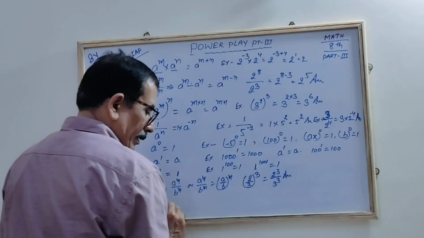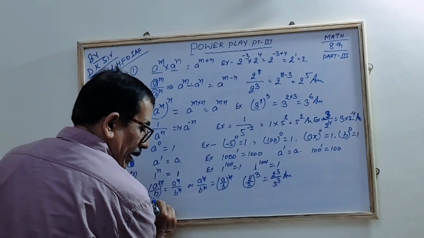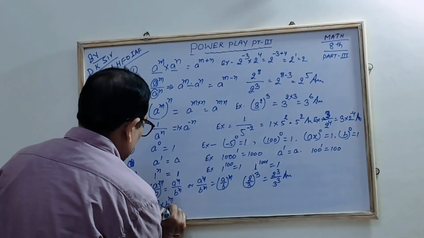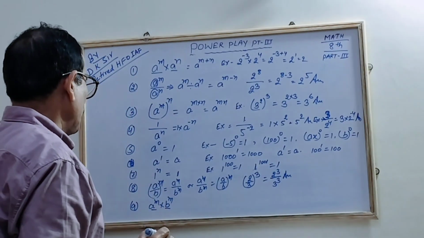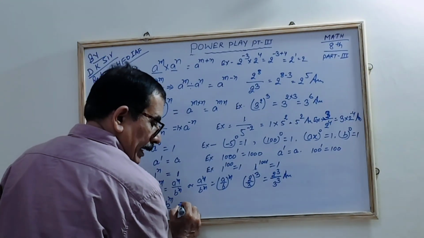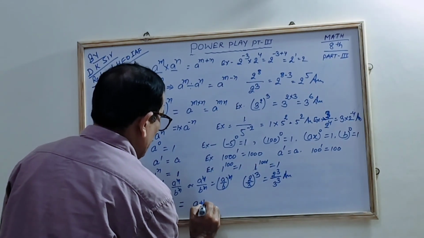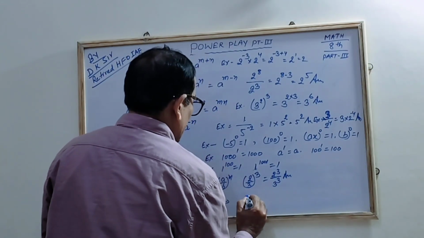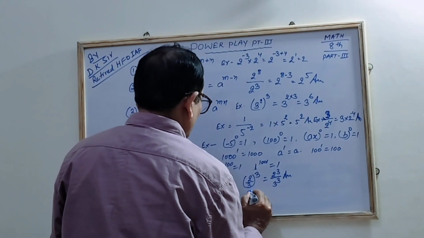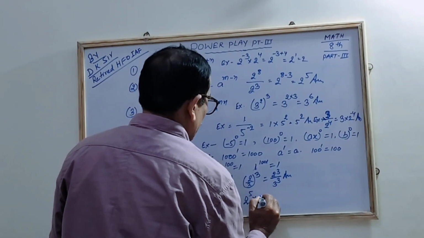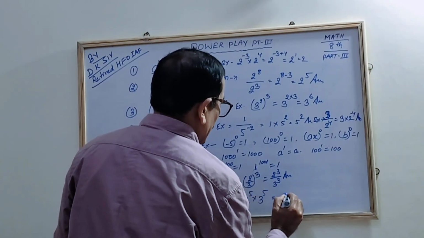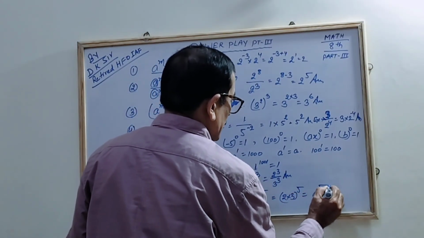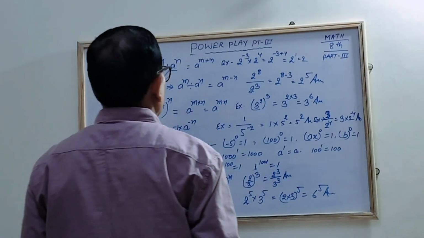Ninth, so what is the 9th rule? Suppose a to the power m is there, and into b to the power m, which means the bases are not equal but the exponents are equal. At that time you should understand it will be a into b to the power m. For example, 2 to the power 5 into 3 to the power 5 will be 2 into 3 to the power 5, which is equal to 6 to the power 5. Answer understood? The ninth rule we have seen.